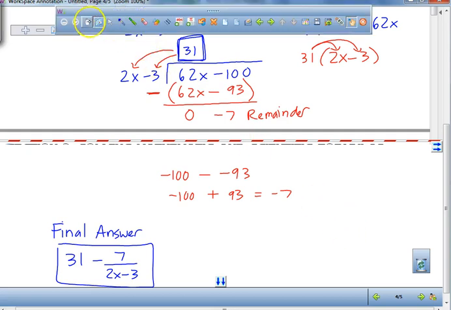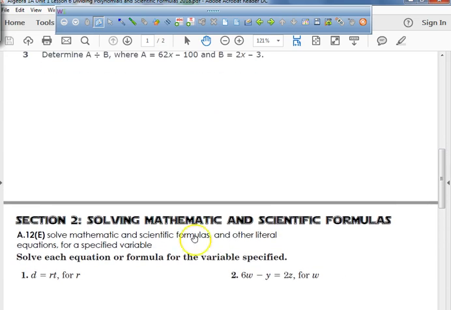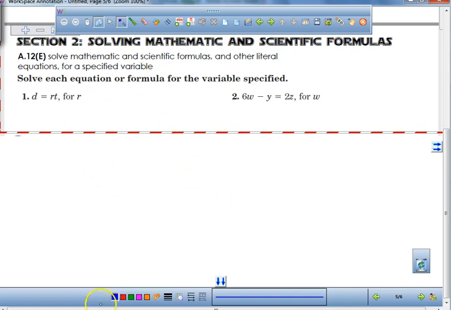All right, everybody, right now, make this a new section. We're going to be solving mathematical and scientific formulas and other literal equations for a specified variable. Put number 1 and 2 in your journal right now. All right, everybody, it says solve each equation or formula for a variable that's been specified.